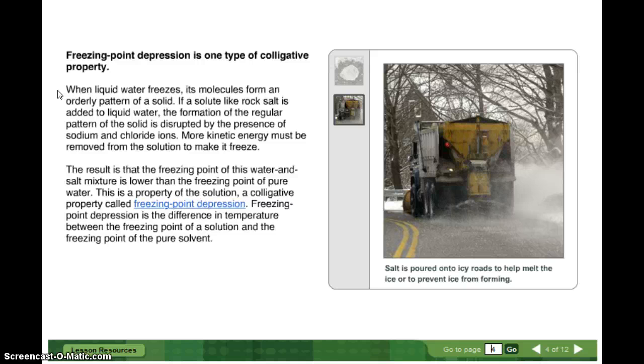pattern of the solid is disrupted by the presence of the sodium and chloride ions. More kinetic energy must be removed from the solution to make it freeze. The result is that the freezing point of this water and salt mixture is lower than the freezing point of pure water, basically because the salt is in the way. This is the property of the solution, a colligative property called freezing point depression. So the freezing point is depressed or lowered.